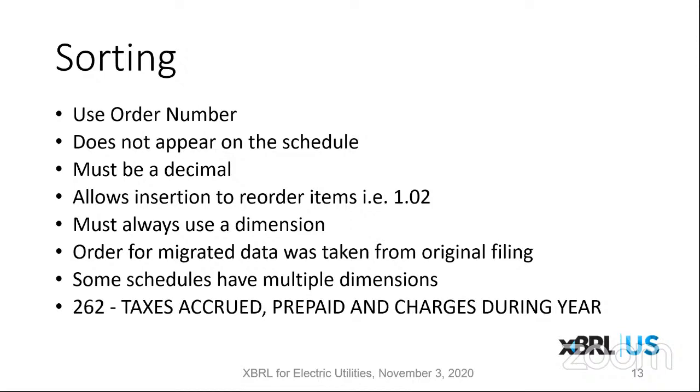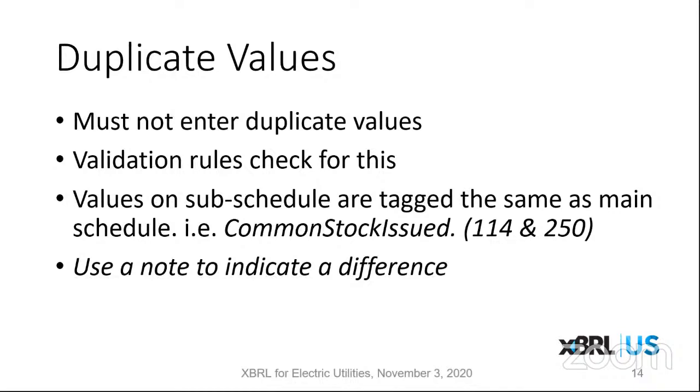Okay, if we go to the next. The other thing worth mentioning is duplicate values. In the past, when this data was going into the Visual FoxPro database, a lot of the data that would appear in one schedule wouldn't necessarily populate the other schedule. You had to enter the data twice. That's not the case anymore. You only have to enter the data in one location, and then it will populate in all places. For example, common stock issued appears on schedule 114 and 250. If you put it on 114, it will appear at the bottom of 250 as the total.